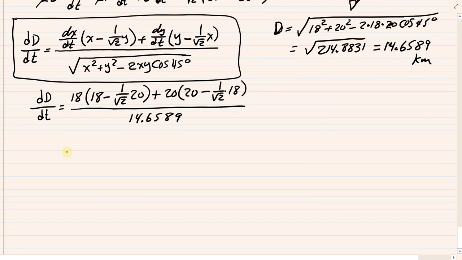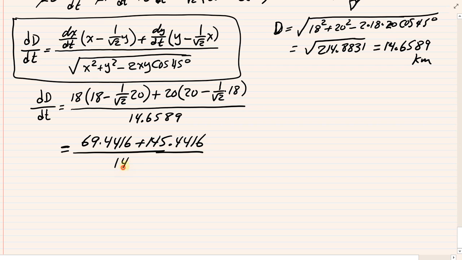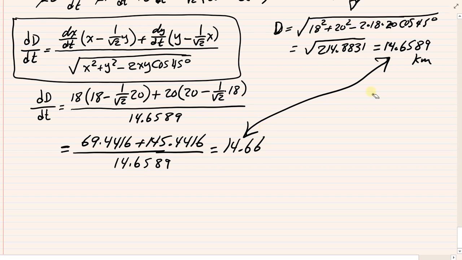And working the arithmetic of this fraction, the numerator ends up being the first part. I got it to be about 69.4416, plus the second parentheses times 20 ends up being 145.4416, divided by the denominator, which is 14.6589, and that's going to be 14.66 rounded. Notice I knew that's going to be the answer because we found everything an hour into this.